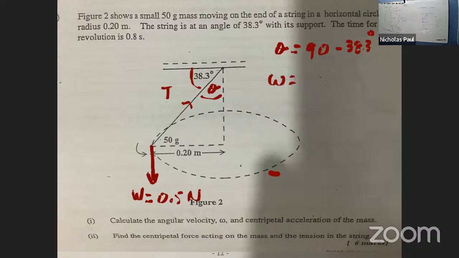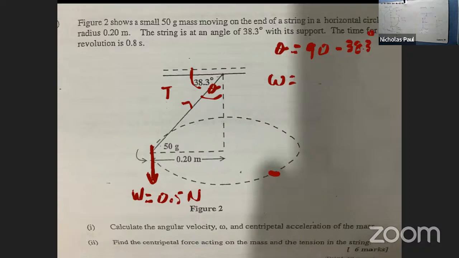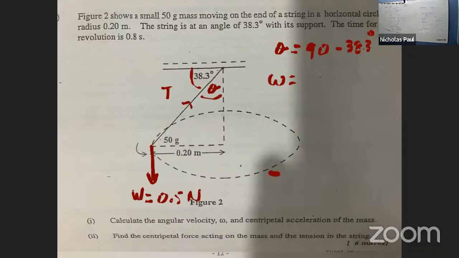Not that theta, another theta. We could use 2 pi on period. Remember, if you use this theta, you have to get the time to travel between that angle, and we don't know that. Time for one revolution. So what did they give you there? 0.8 is what? Period. That's very good.